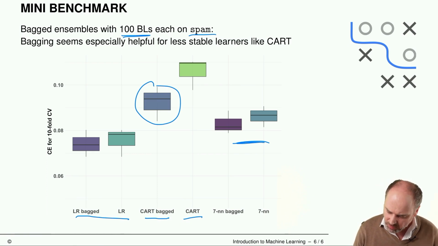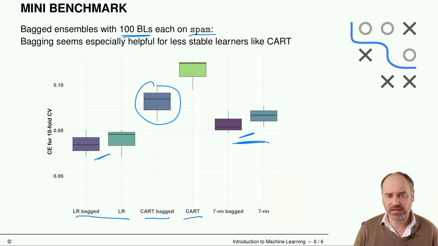But both of these, so the logistic regression and the k-nearest neighbor, are somewhat improved by bagging, but not too much, which is because they are a bit more stable. This is specifically true for the logistic regression, but for the k-nearest neighbor, it depends a bit on the setting of the k. So for smaller k's, it will become a bit more unstable, and for larger k's, it will be a bit more stable.